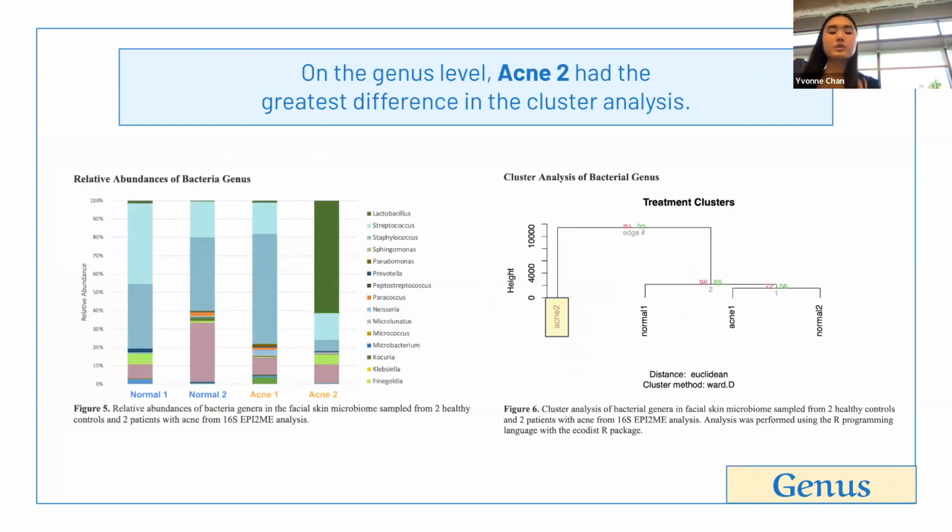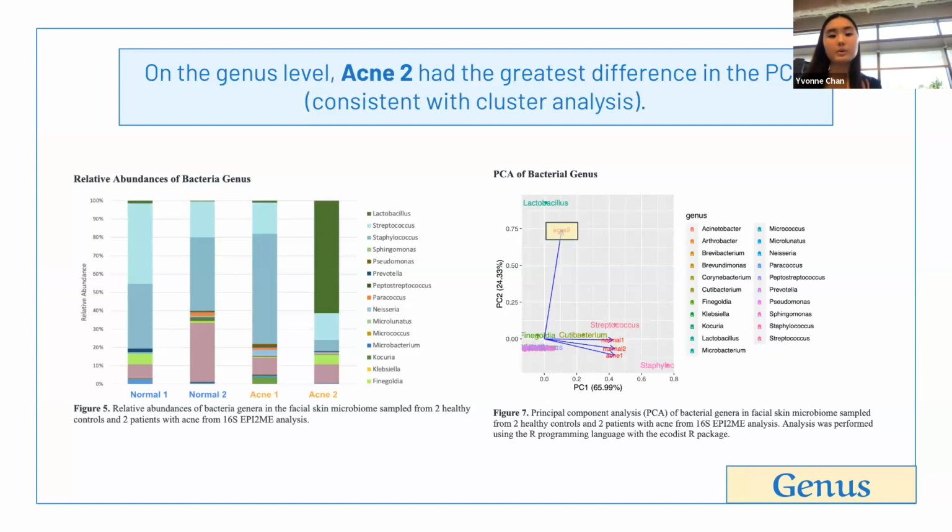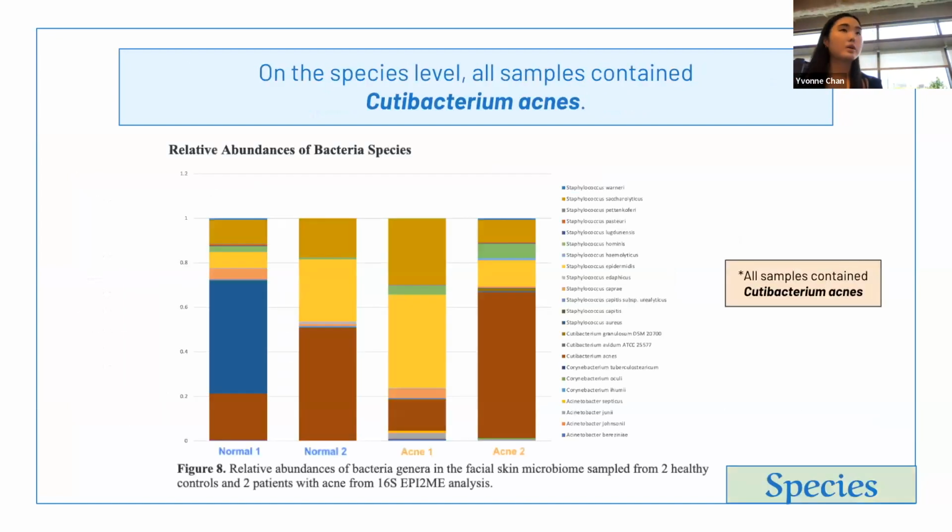As expected, the cluster analysis also showed that acne 2 had the greatest difference. And likewise, in the principal component analysis, acne 2 had the greatest difference due to the Lactobacillus. And so on the genus level, the cluster analysis and the principal component analysis actually were consistent. Because we did notice that Lactobacillus isn't really a bacteria that is related to acne, and it had quite an impact on the genus level, I also decided to look at the species level.